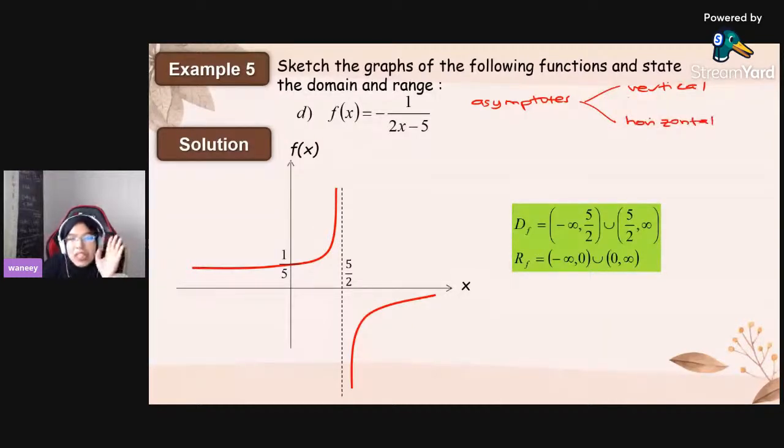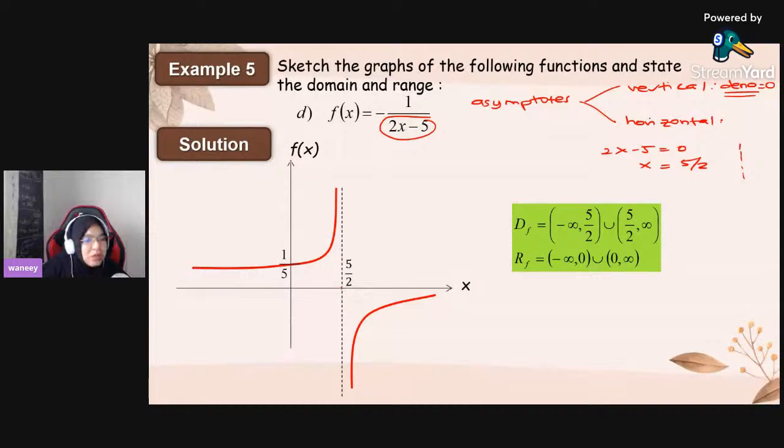Okay, so vertical asymptote, you simply need to refer to your denominator. Okay, so look at your denominator. You're going to let them equal to 0. Okay, so denominator equal to 0. So we have 2x minus 5 equal to 0. x will be equal to 5 over 2. So those are our vertical asymptotes. So make sure you draw those dotted line at x equal to 5 over 2. So this one over here, dotted line at x equal to 5 over 2.